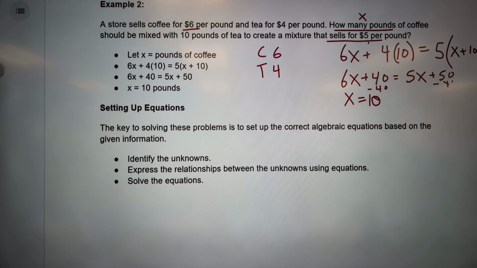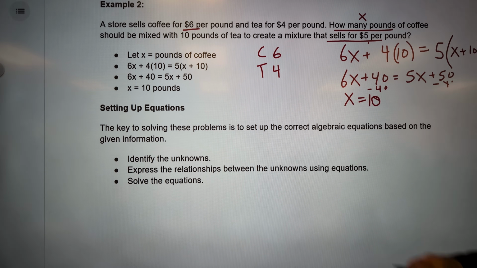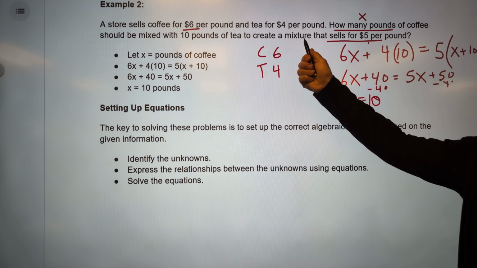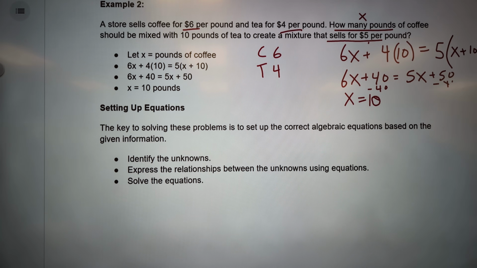The key to these problems is really to set up the correct algebraic equation. You want to spend some time doing that. Really identify what it is that you're given and what it is that you are looking for. Then solve that equation, take that value, and plug it back in to check.